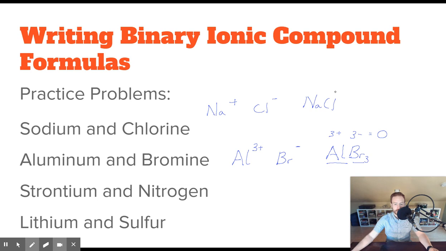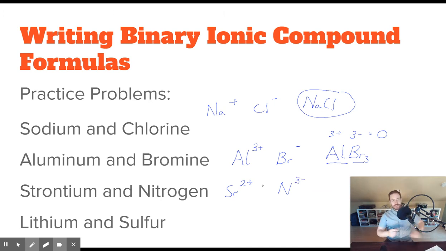Beautiful. NaCl is going to be the answer for the first one. Strontium and nitrogen. Okay, strontium is in the second column. Its abbreviation is Sr, and since it's in the second column with 2 valence electrons, it likes to form a 2 plus charge. Nitrogen is over here. It has 5 valence electrons, so it likes to form a 3 minus charge.